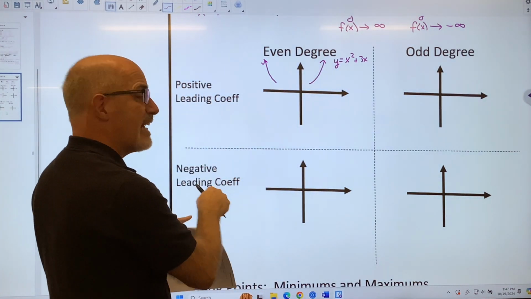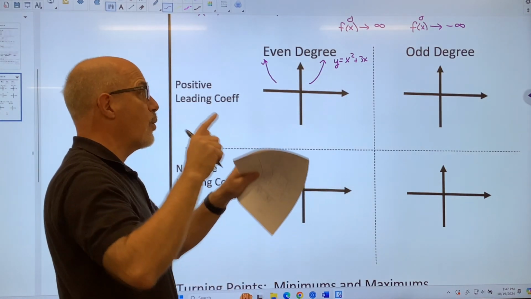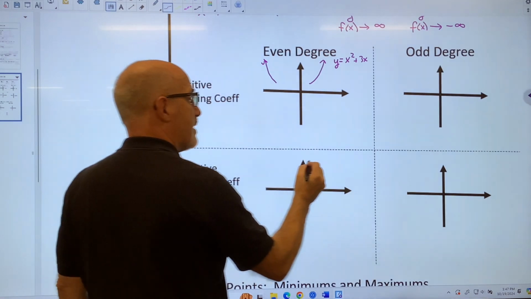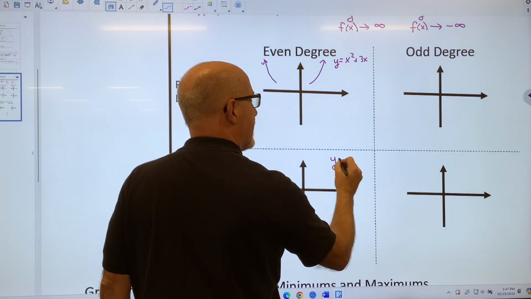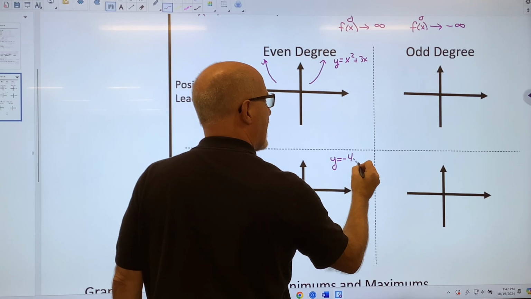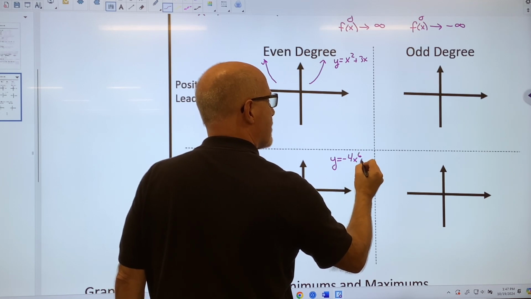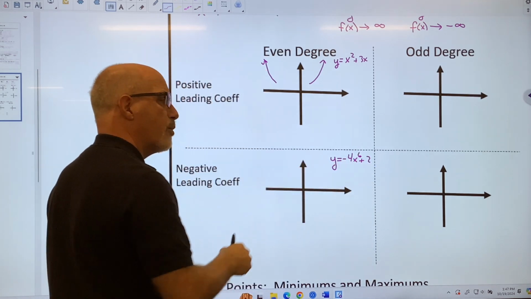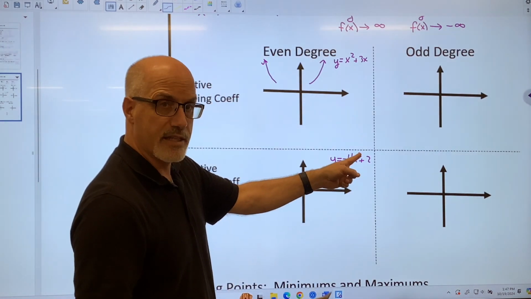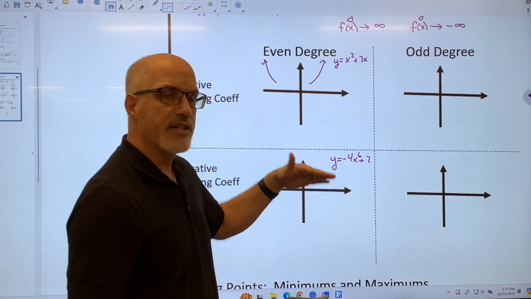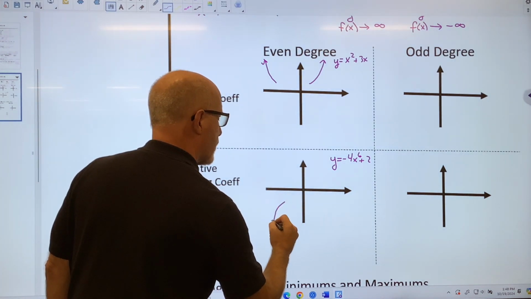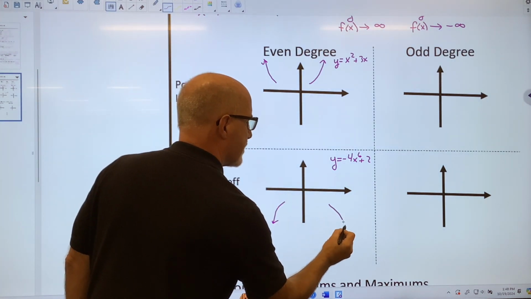When it's a negative leading coefficient, we know that that graph is going to open down. Now that might be as if we have, for instance, y equals negative 4x to the 6th plus 2. If you were to look at that graph, because it's an even degree, 6th power, the leading coefficient is negative, that means it's going to go downwards on the edges of it, okay?